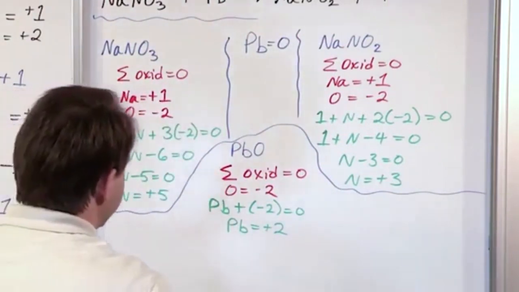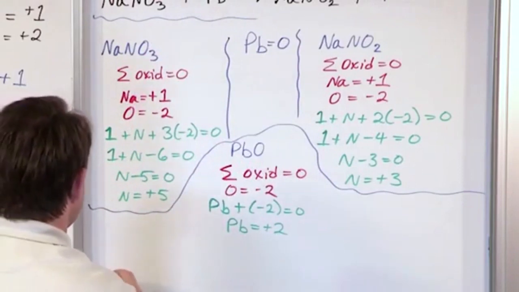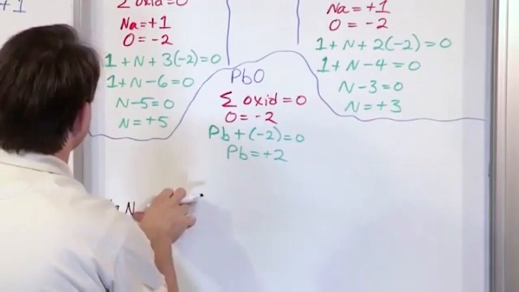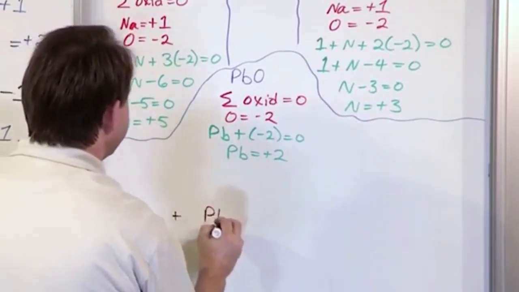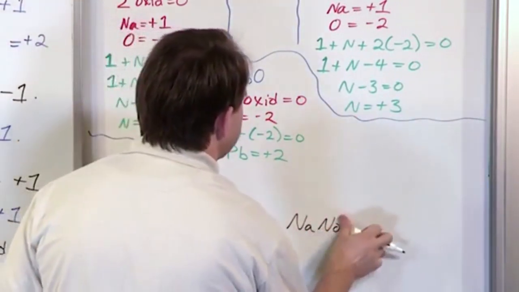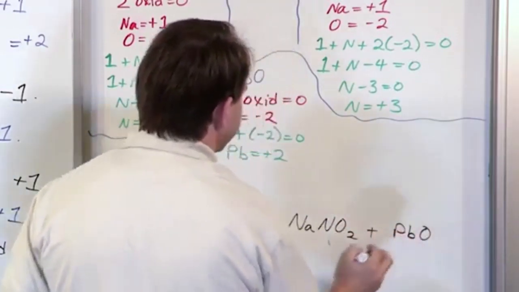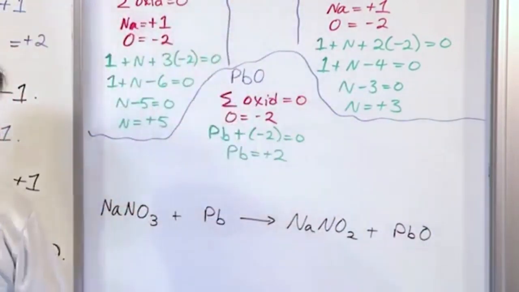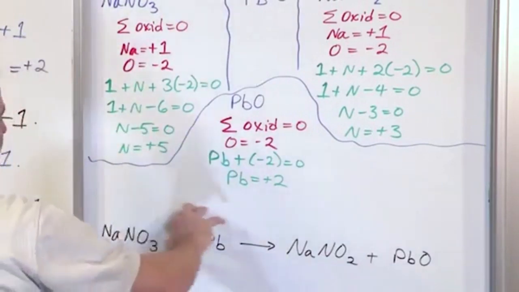So now what I'm going to do is rewrite the reaction so I don't clutter up what I have. I have NaNO3 plus Pb yields NaNO2 plus lead oxide, like this. And now what I suggest you do, instead of trying to just look at these numbers everywhere, is put the oxidation numbers right on top of the reaction.